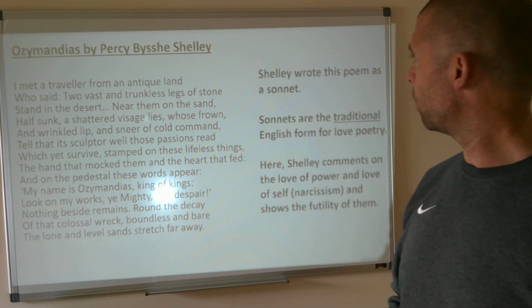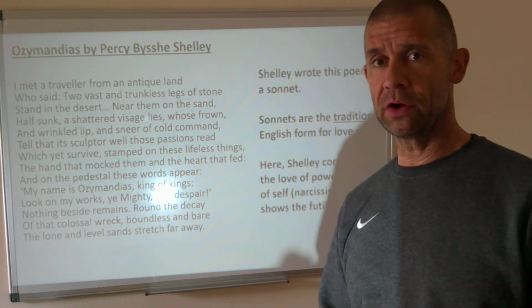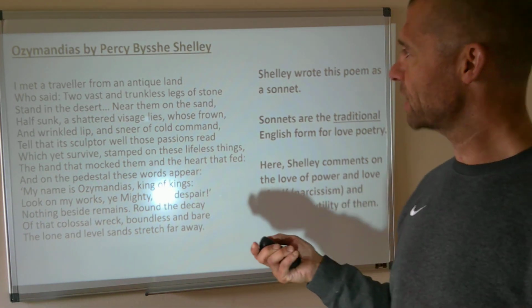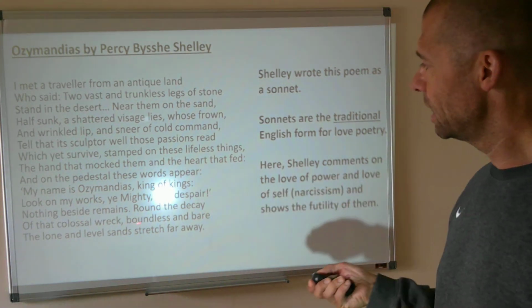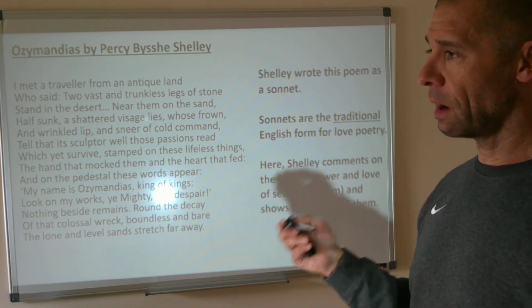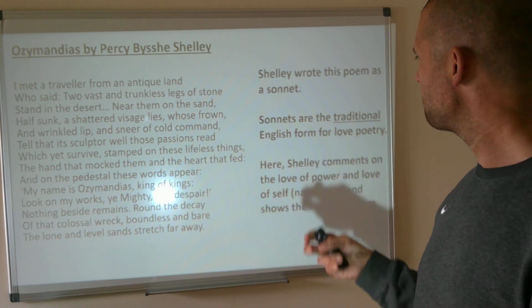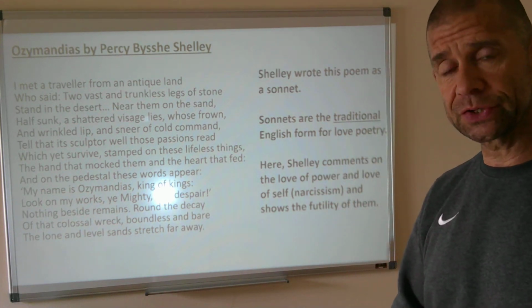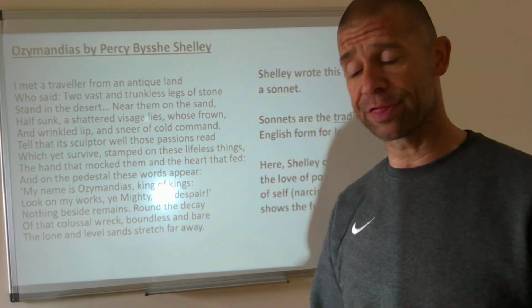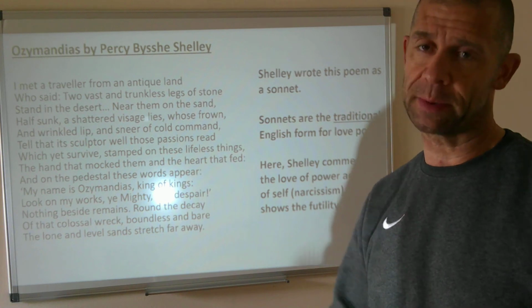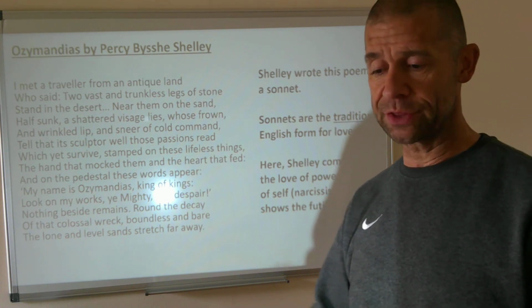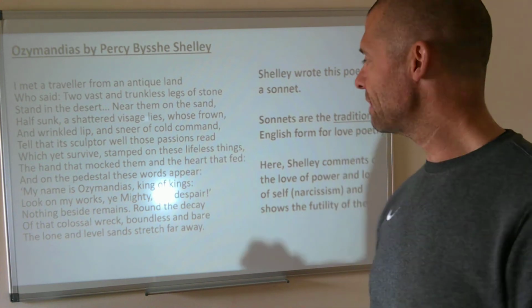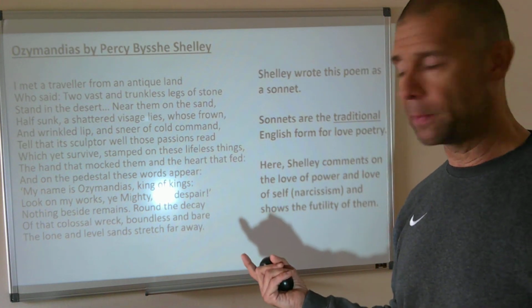Next structural point, and I know I normally only do two, but I think a third one's really important here, is that Shelley wrote this poem as a sonnet. It's 14 lines, it's iambic pentameter, and sonnets are, as we know from Sonnet 43, the traditional form of love poetry. Remember, this is our third sonnet. We have The Soldier, which is about love of country, Sonnet 43, which is much more traditional and shows love of somebody, and then we have this, Ozymandias by Percy Shelley.